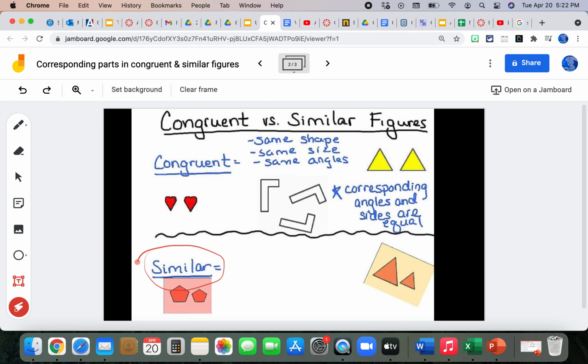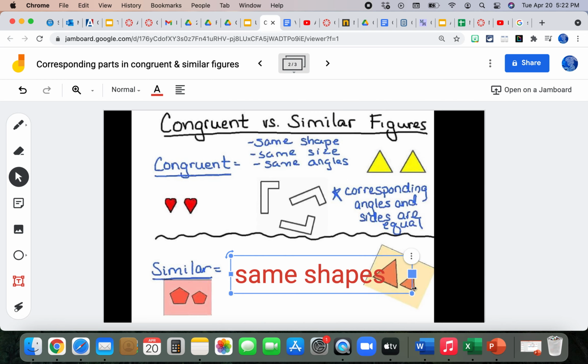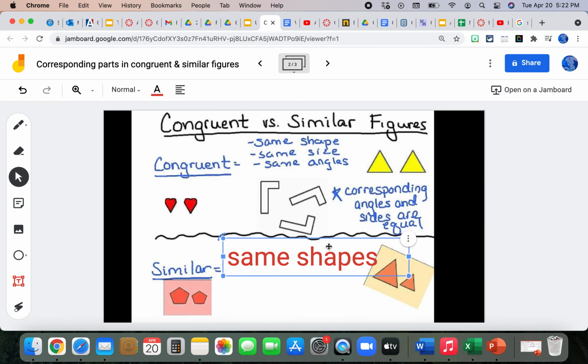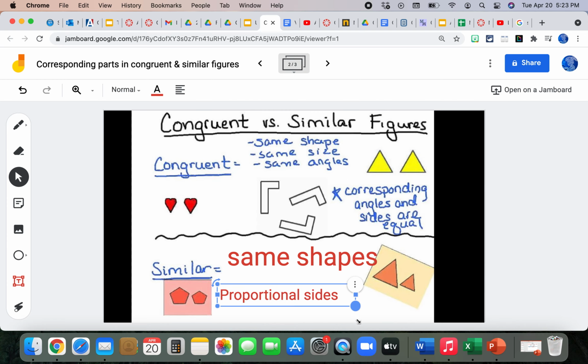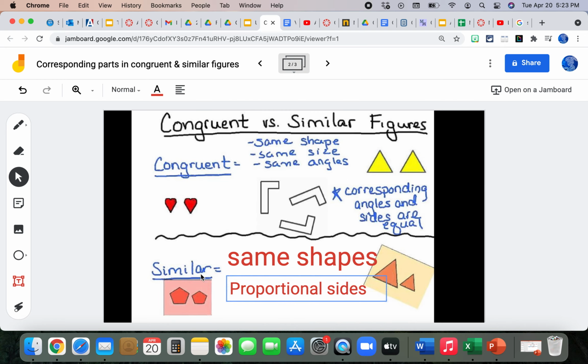Now, similars, we don't have the definition in yet, but we can go ahead and write it in right now. Similars are the exact same shapes, but we don't necessarily have the same size. We are going to have proportional sides. Proportional. Oh, I challenge you to spell this one right. Okay, proportional sides. And that's where you see the sides in fractions, like we showed you a little bit earlier. So we have to get used to this word once we learn about similars.